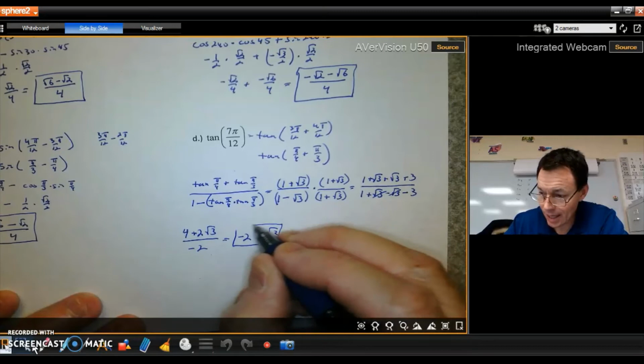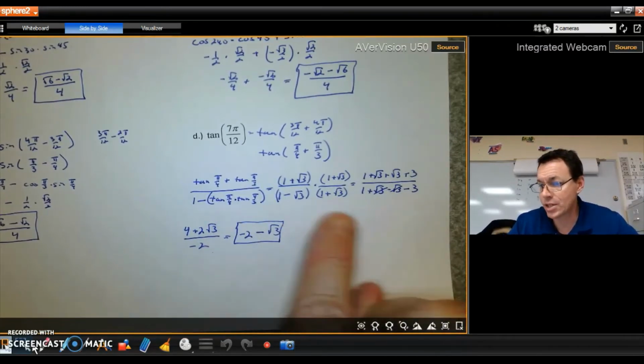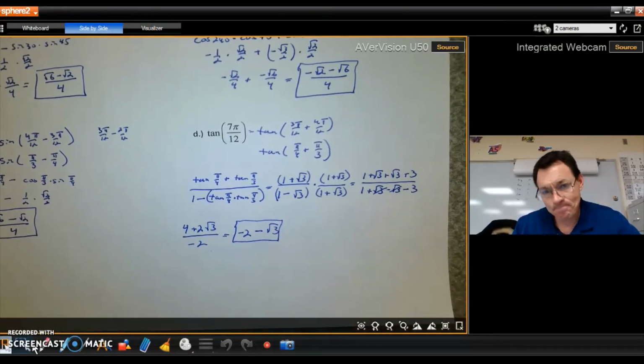So that is the absolute simplified answer of the tangent of 7 pi over 12. And that is how you have to write your final answer. So the tangents are a little tricky because we have fractions, and you're often going to end up with a radical in your fraction. It's going to happen that you're going to have to rationalize that denominator.